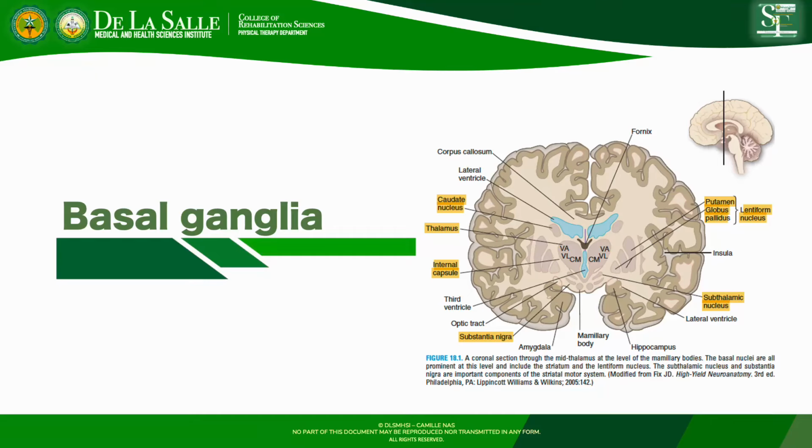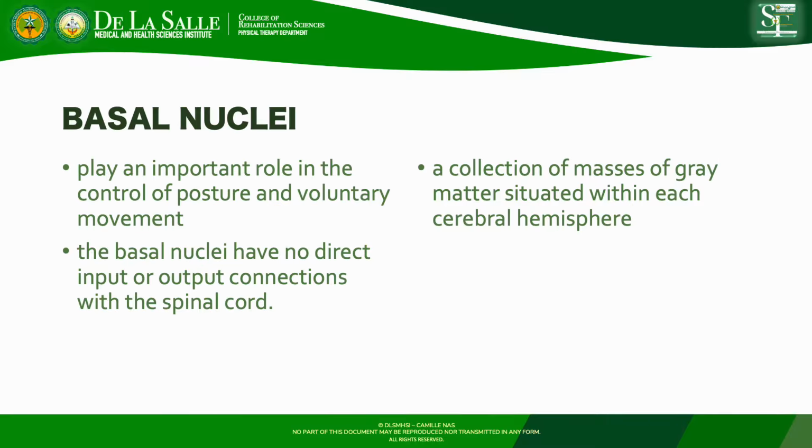All right, now that we're done differentiating the pyramidal and extrapyramidal system, let's proceed with the basal ganglia. The basal ganglia is one of the many structures that help in modulating our movement.